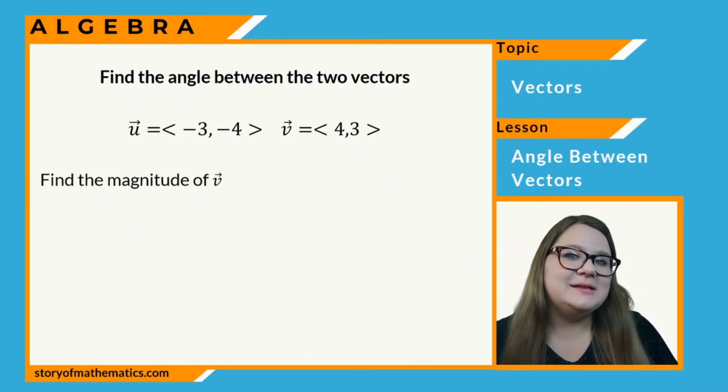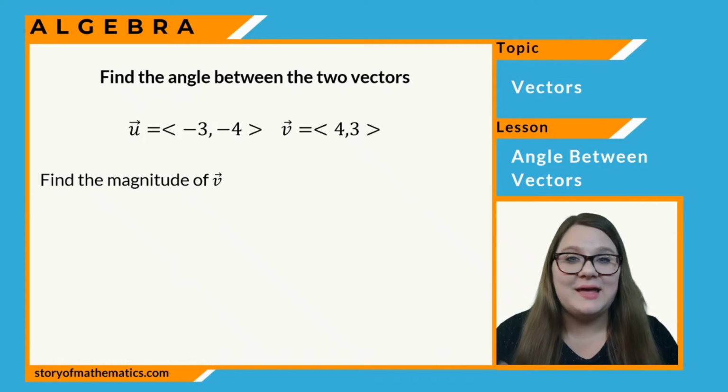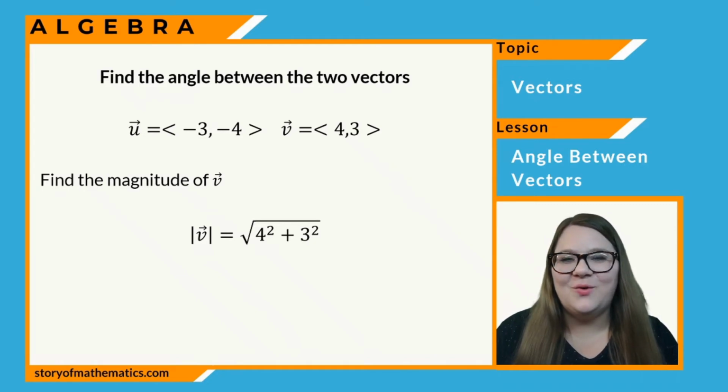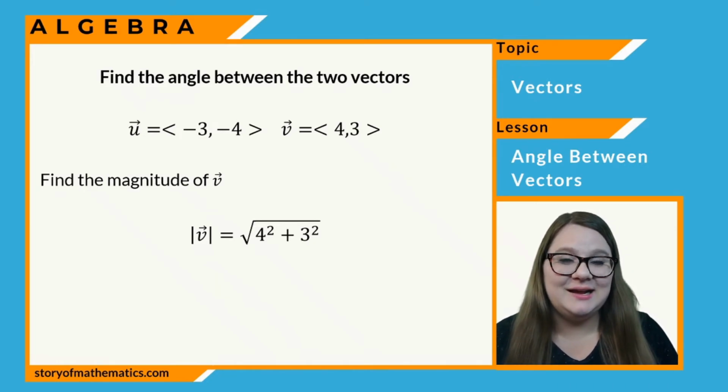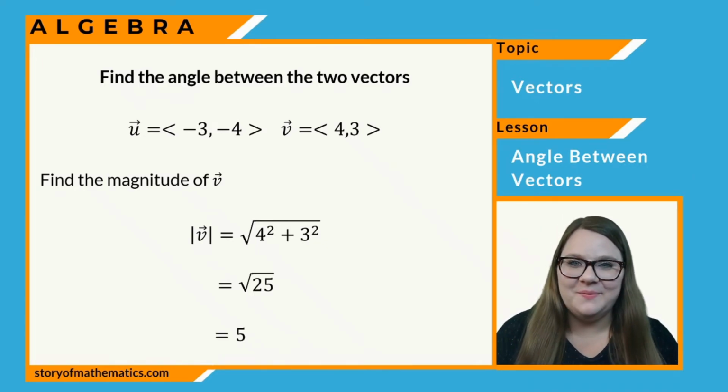Let's also find the magnitude of v. To find the magnitude of v, I'm going to do, again, the square root of x squared plus y squared, which in this case is the square root of 4 squared plus 3 squared. 4 squared is 16, 3 squared is 9. I add those together, I get 25. And again, the square root of 25 is 5.